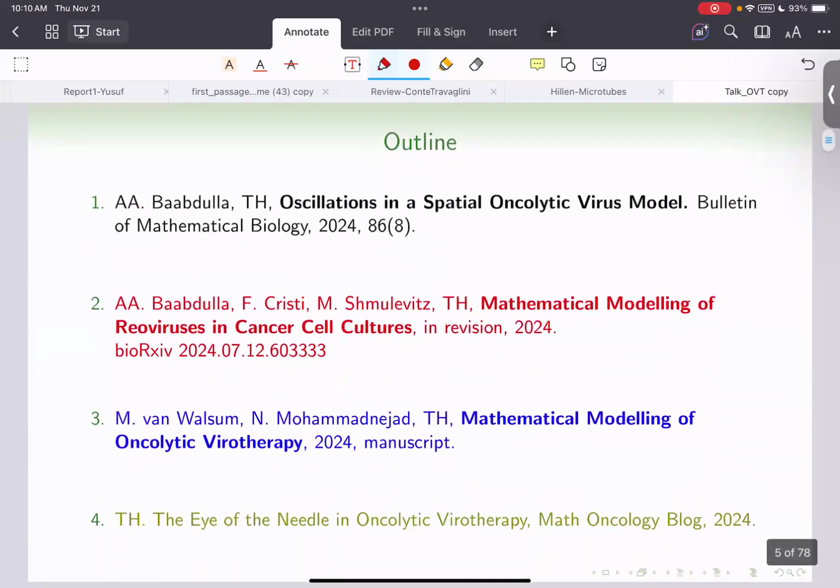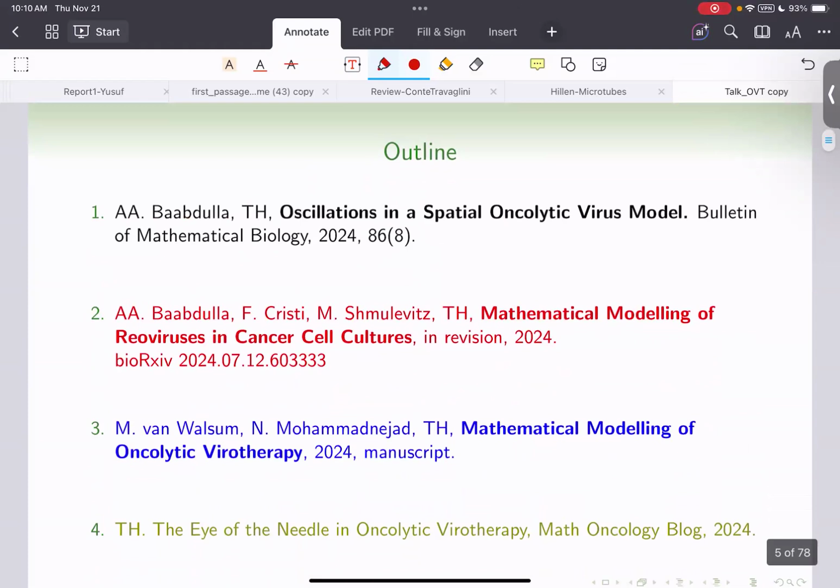All right. What I would like to present in this class today is summarized in these four papers. The first one is with Awab Abdullah on spatial oscillations in the Bulletin of Mathematical Biology. Then we have a paper in revision where we fit the model to the reovirus data, and I talk about this. This is on the bioRxiv. And then with Morgan van Walsum, we also included the immune response. This is not published; it is just a manuscript at the moment.